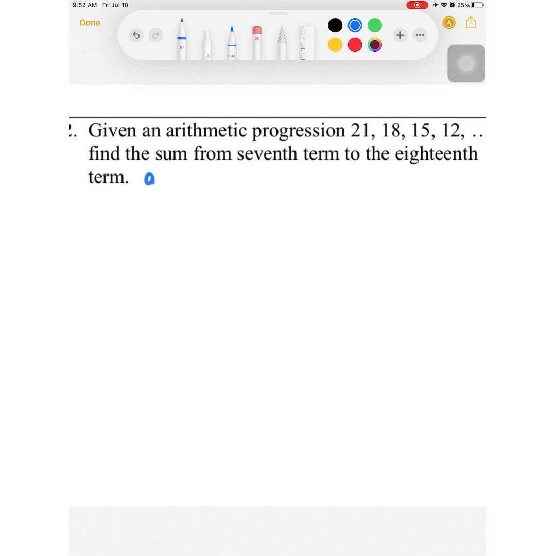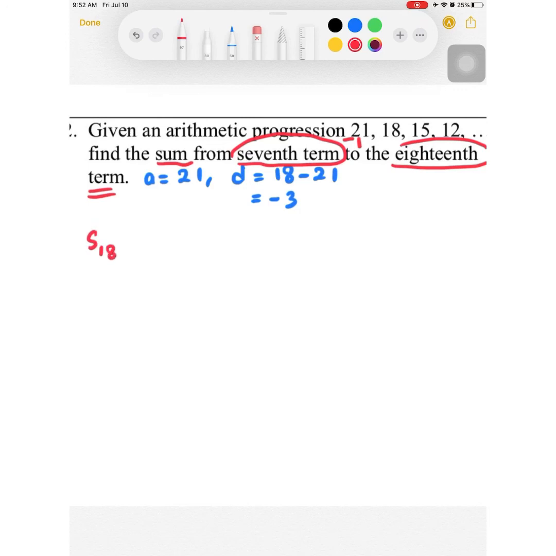So find the A first. A is 21, D is 18 minus 21, which is equals to negative 3. Then the question said that you have to find the sum from the 7th term to the 18th term. So in this case, you have to minus the first term with minus 1, meaning we will get S18 minus S6. Okay, so just use the formula that you have.